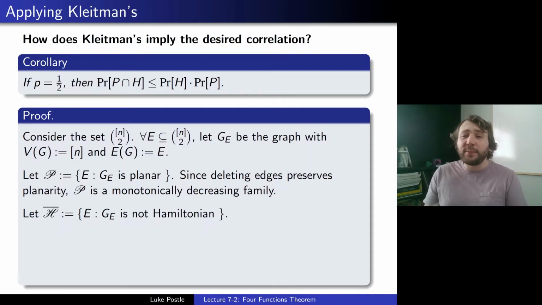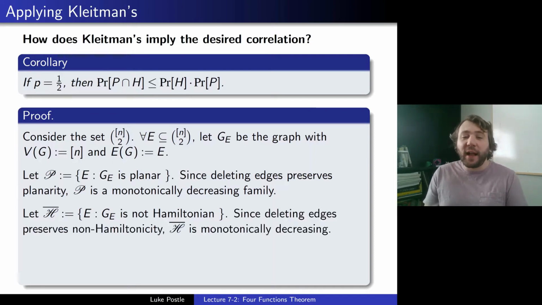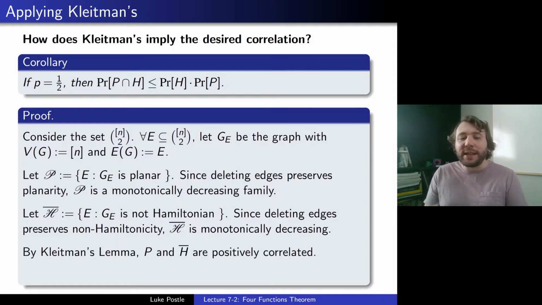So if you do script H bar, the sets E where G_E is not Hamiltonian, then since deleting edges preserves non-Hamiltonicity, we get that script H bar is monotonically decreasing as well. So if you delete edges, you're not going to magically get a Hamilton cycle. And then what do we do from there? Well, by Kleitman's lemma, these two families are positively correlated. So the proportion of all of these sets which is planar, and the proportion which is non-Hamiltonian, end up with positive correlation.